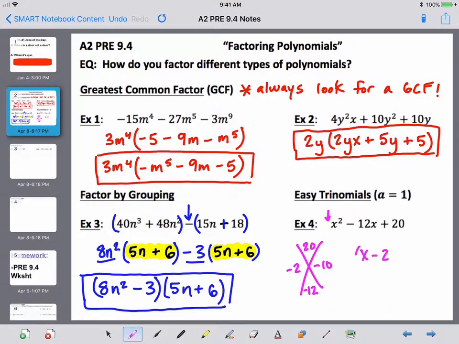So my answer is just x minus 2 times x minus 10. And that is all you need to do. Hence the name easy trinomial, just one step there.